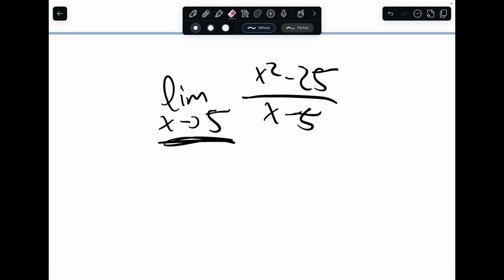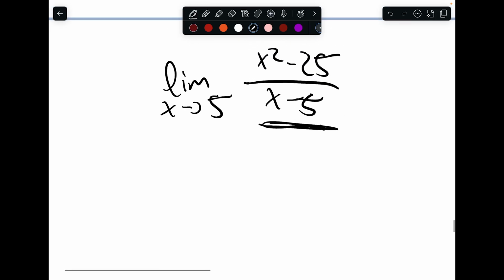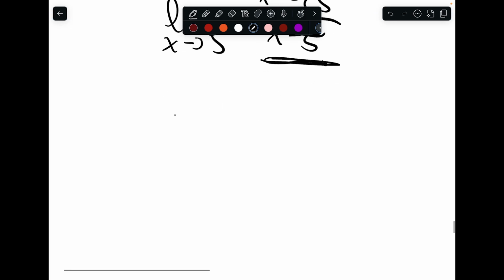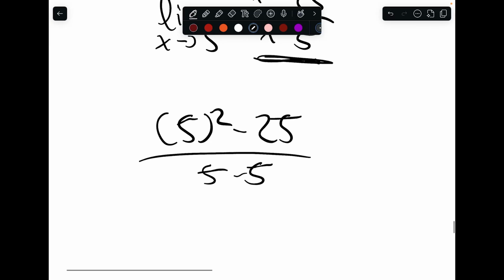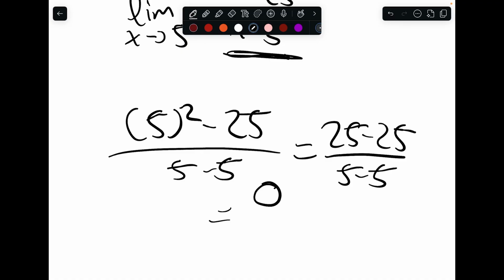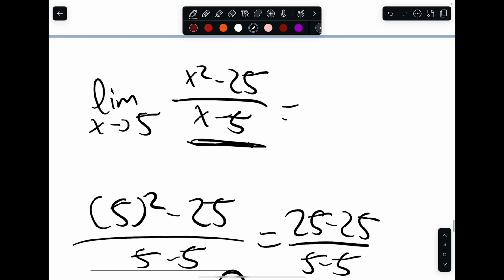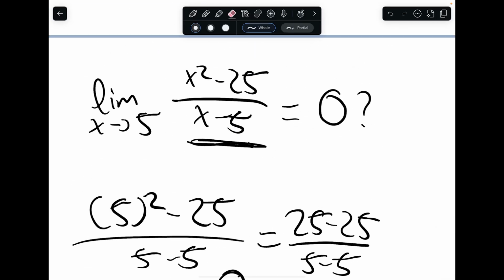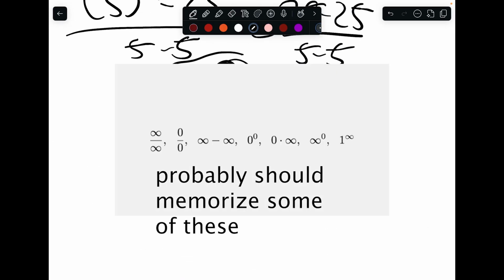The first thing you do, you would plug in the number that your variable approaches into the function. So let's go. X approaches 5. Let's just plug in 5 for this limit. 5 squared minus 25 over 5 minus 5. This would be equal to 25 minus 25 over 5 minus 5. That is equal to 0 over 0. So our answer would be 0, right? Well, not exactly. In calculus, this is an example of an indeterminate form.